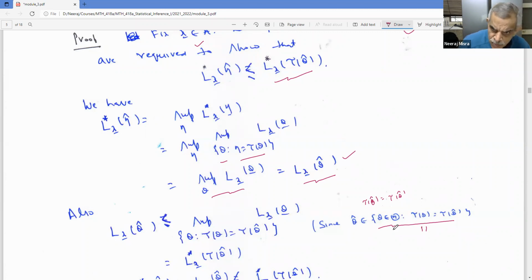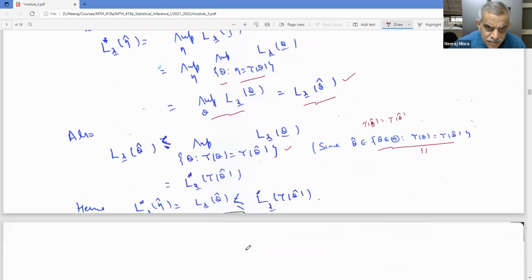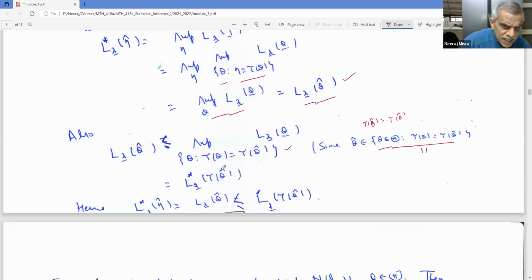So Lx theta hat, which is the supremum over just the singleton theta hat, would be less than or equal to the supremum over a larger set to which theta hat belongs. This is a larger set in which theta hat belongs. So this would be less than or equal to the supremum of this, which is basically the likelihood function, by the definition of an induced likelihood function, that is, the induced likelihood function at tau theta hat.